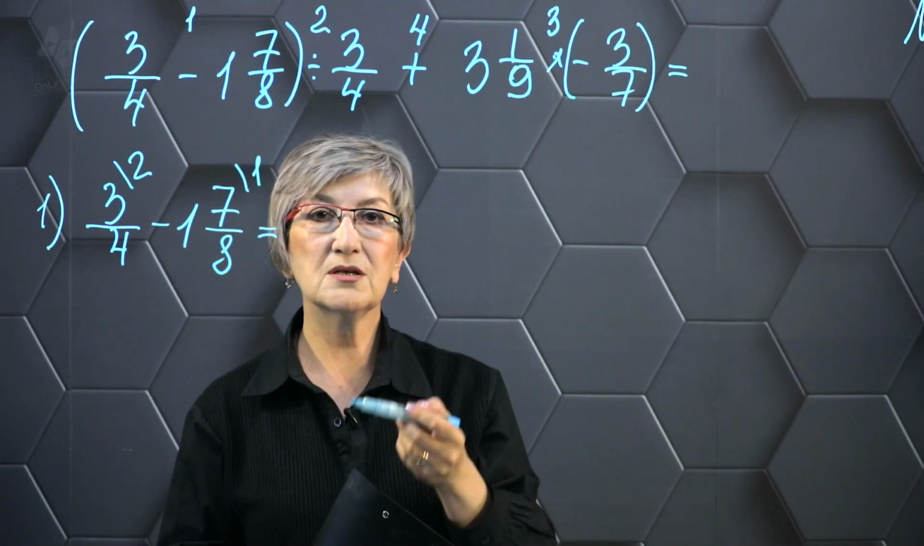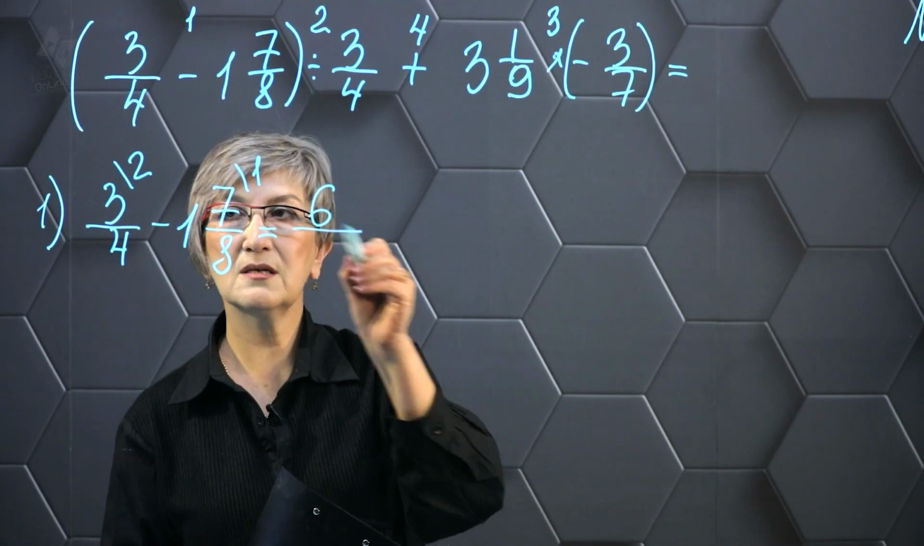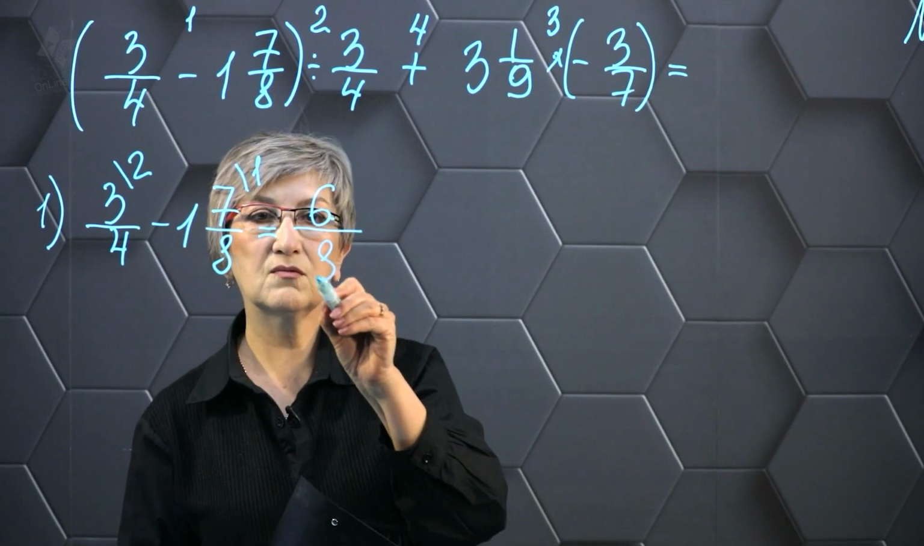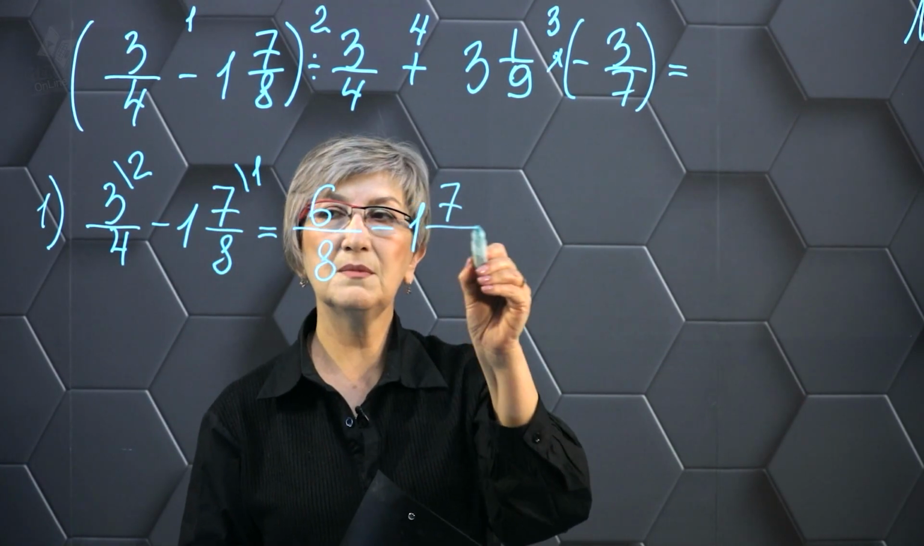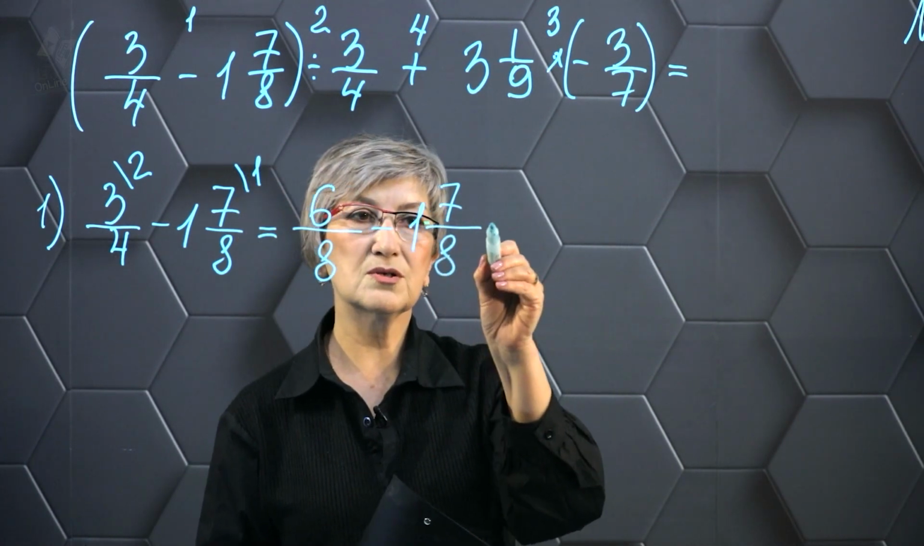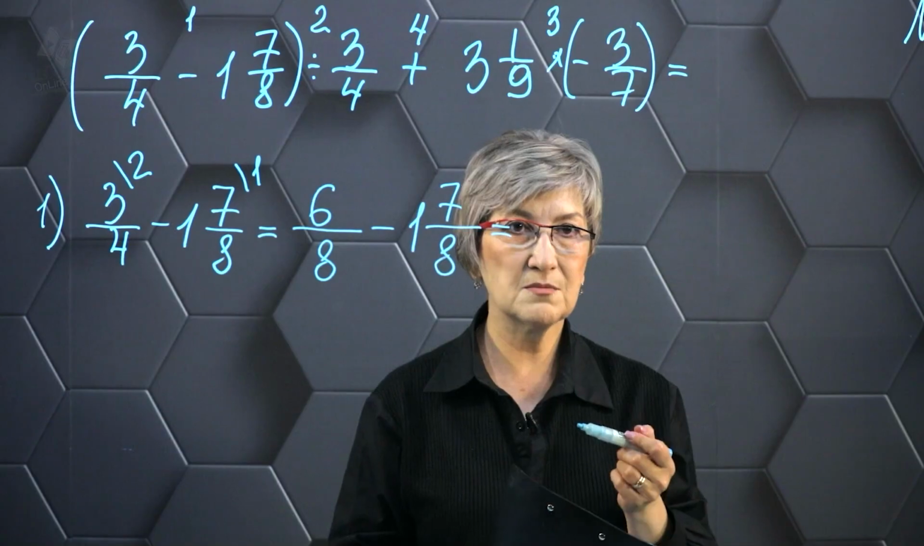The result is the following fractional numbers. 2 times 3 is 6. 2 times 4 is 8, minus one whole number. 1 times 7 is 7. 1 times 8 is 8. 6/8 minus 1 whole 7/8.